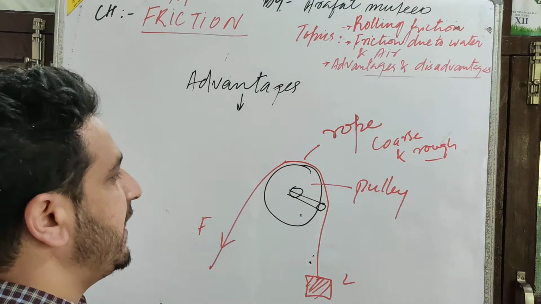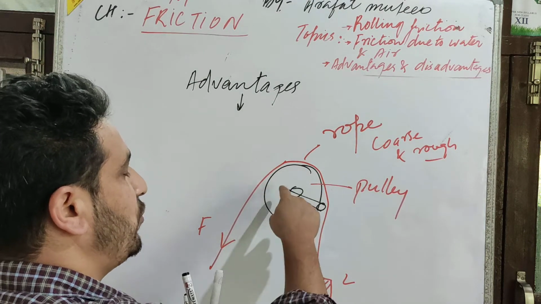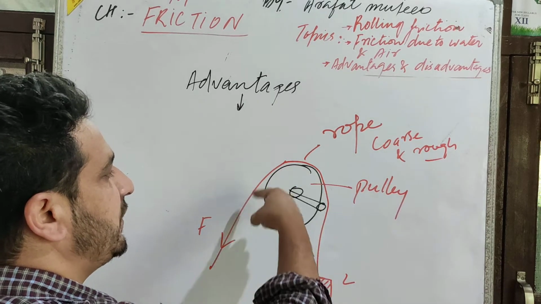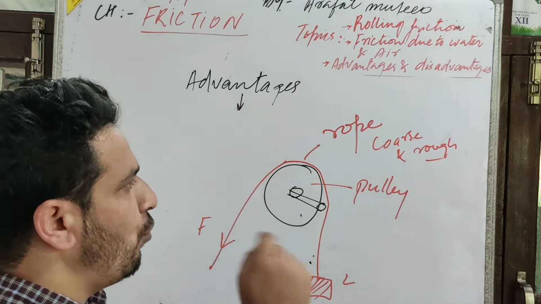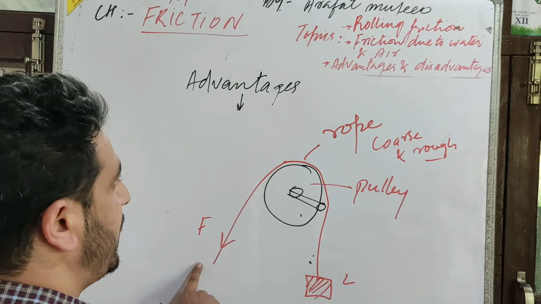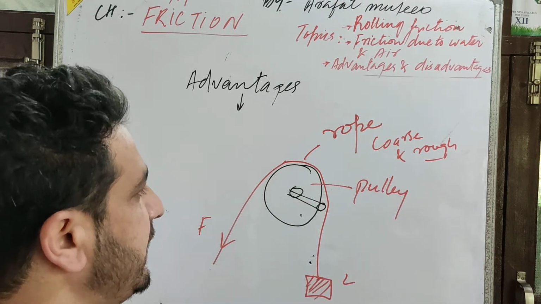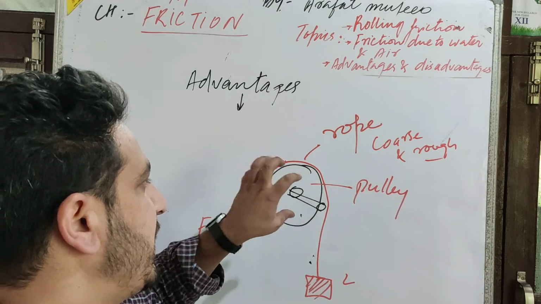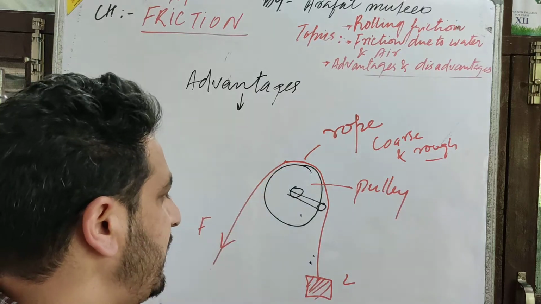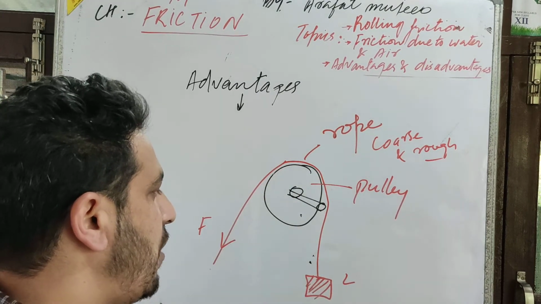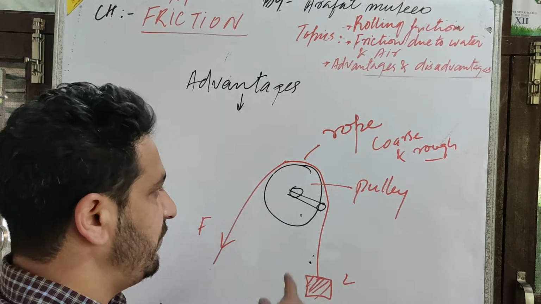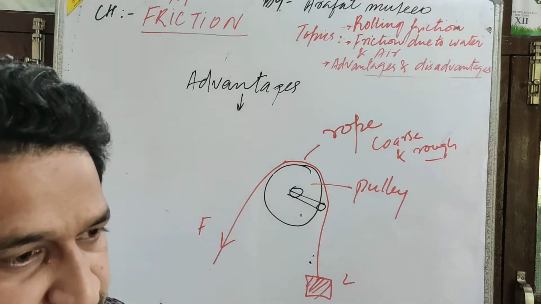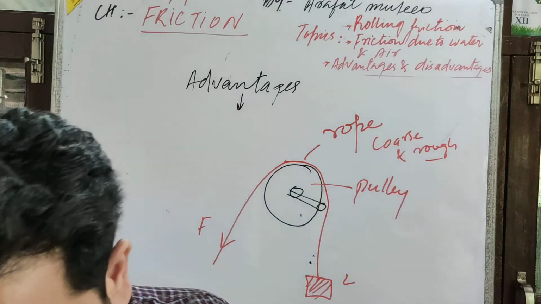The pulley surface should also be rough. Therefore, the rope to which we have applied force will not slip on the surface of the pulley; it has a grip on the surface of the pulley, and then we are able to carry the load with the help of the pulley and rotate it on the axle. Then there is also an advantage.